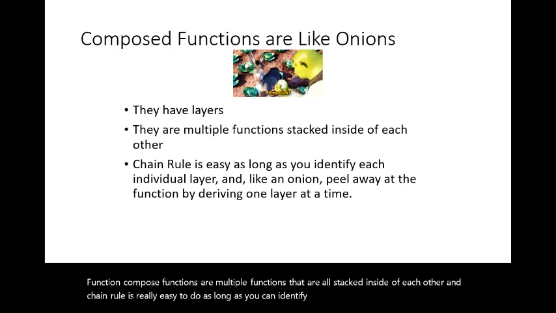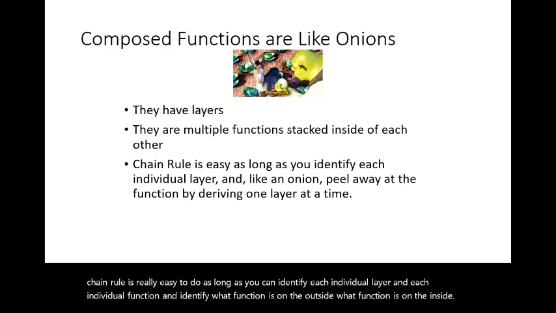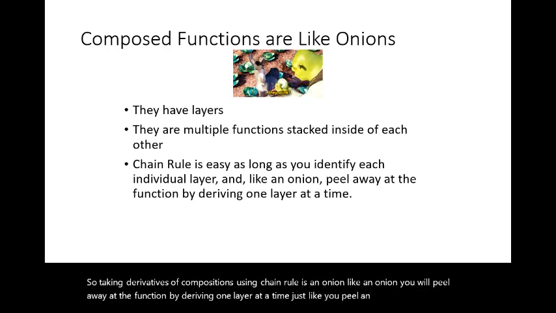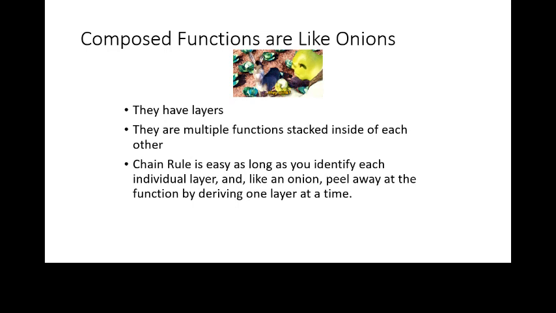So, taking derivatives of compositions using chain rule is like an onion. Like an onion, you will peel away at the function by deriving one layer at a time. Just like you peel an onion by peeling away the outside layer, then the next layer, then you work your way in, chain rule is going to be the same way. You're going to start with the outermost function and you're going to peel it away by taking its derivative and work your way in one function at a time.